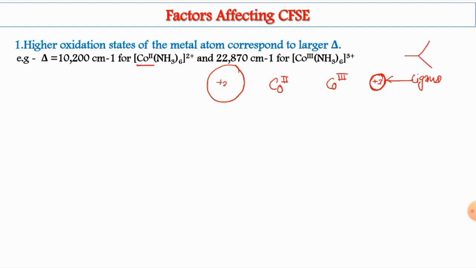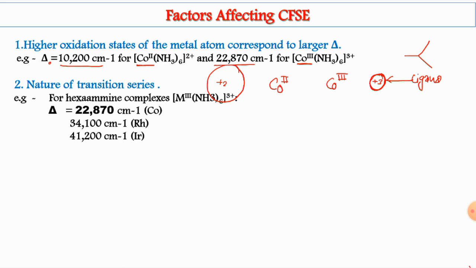For a cobalt 2+ complex, the Δ0 value is 10,200 per centimeter, while for a Co3+ complex the value will be 22,870 per centimeter. So if the metal has the maximum positive charge, the attractive forces for that particular metal will be more. Okay. Second one, the nature of transition series.